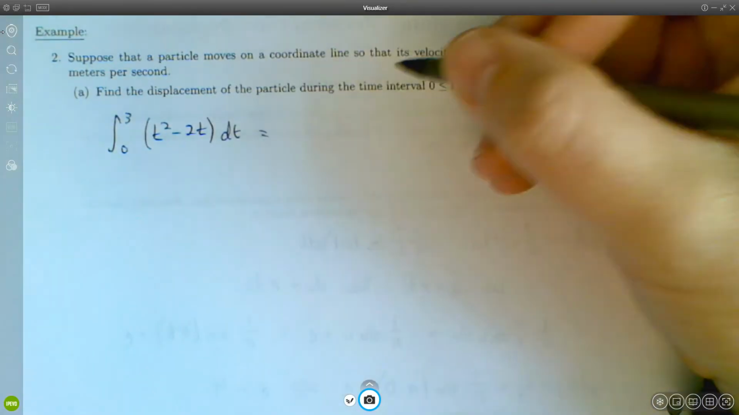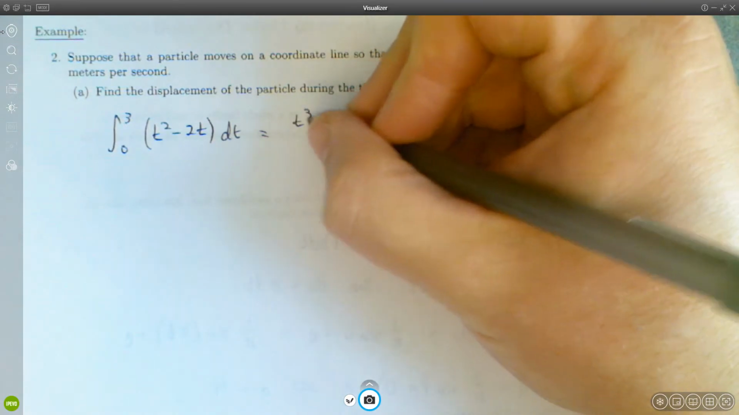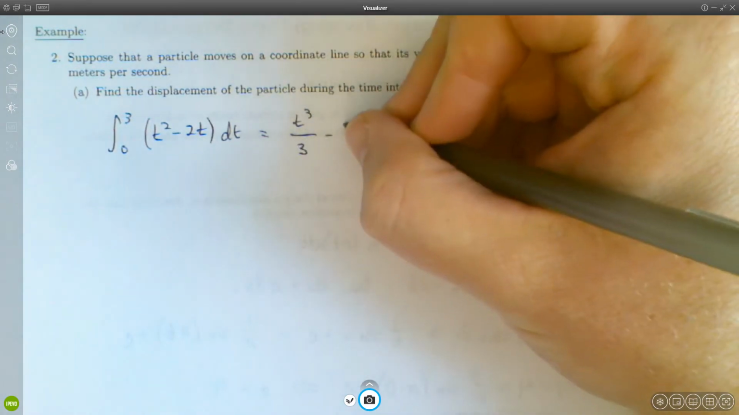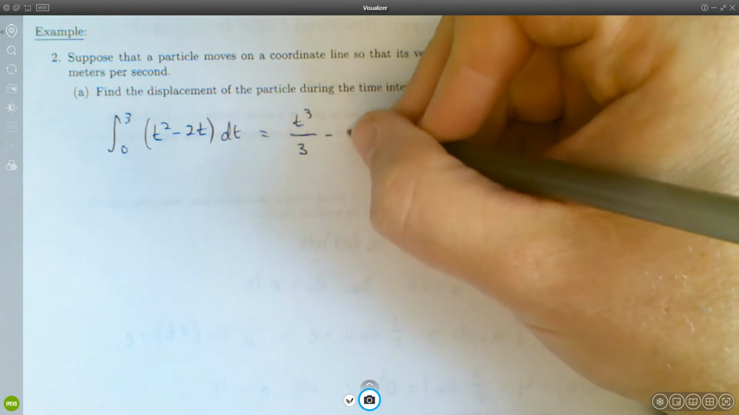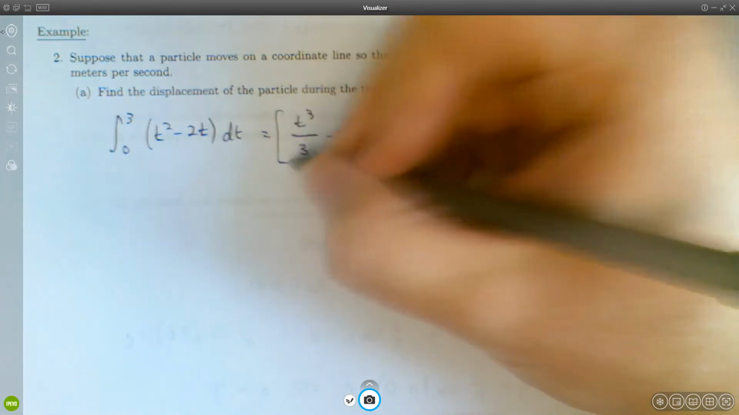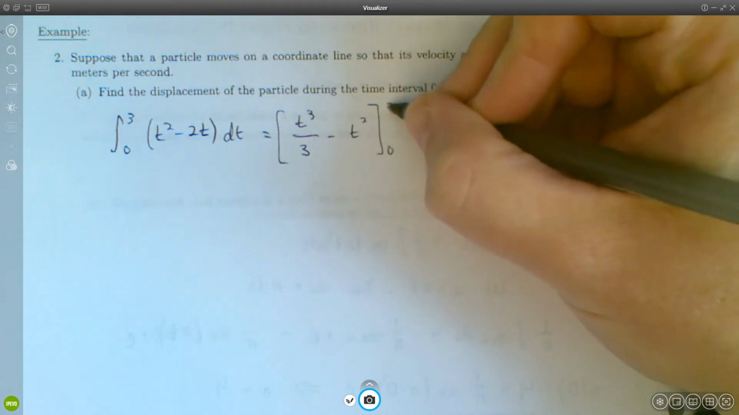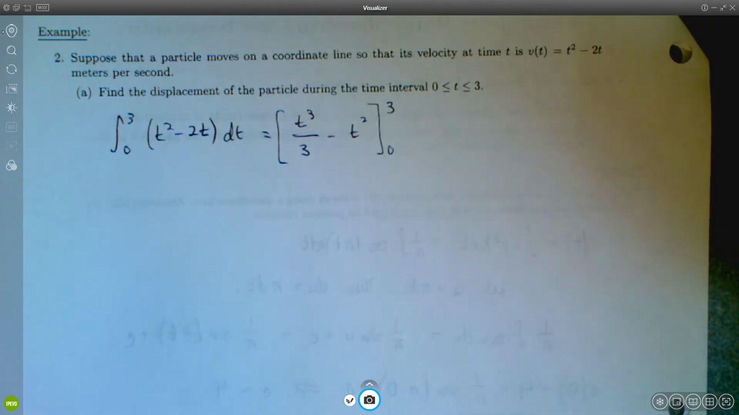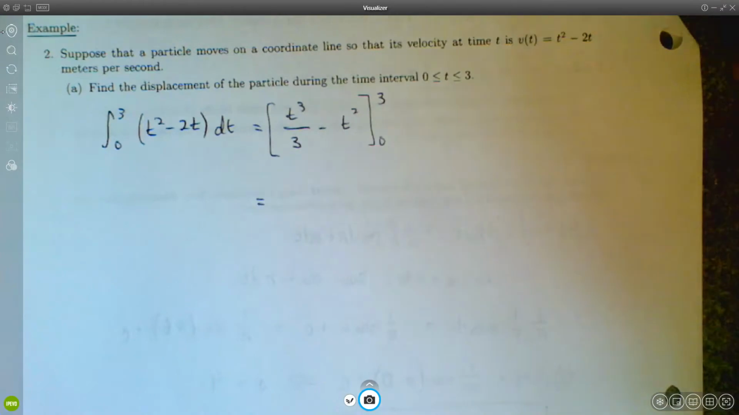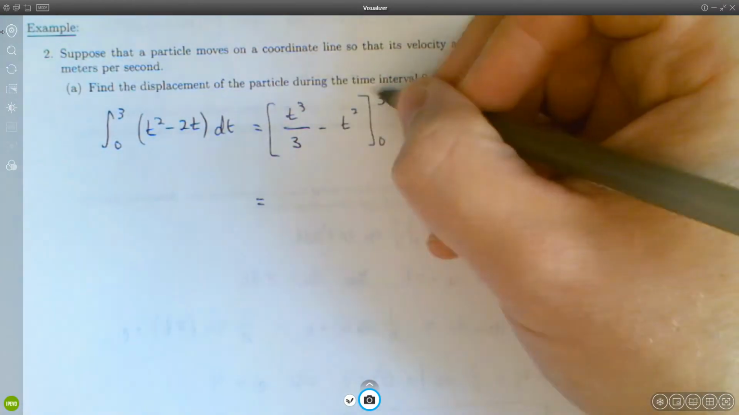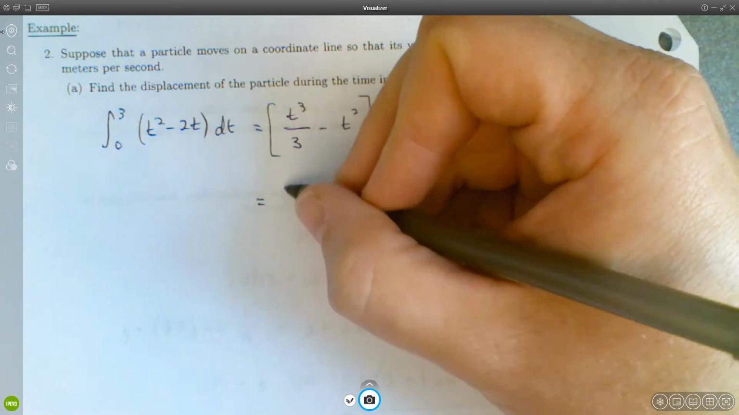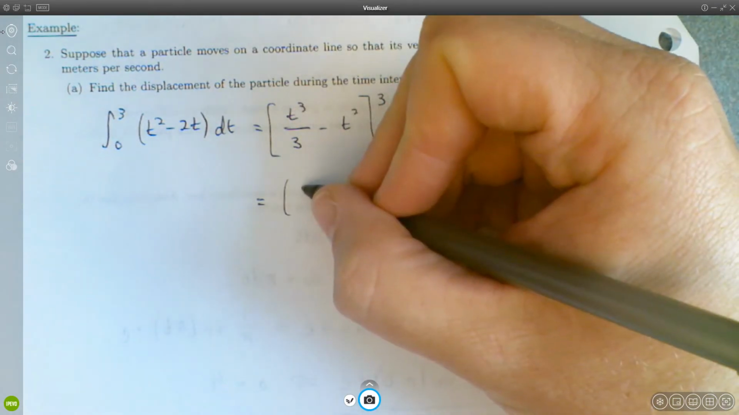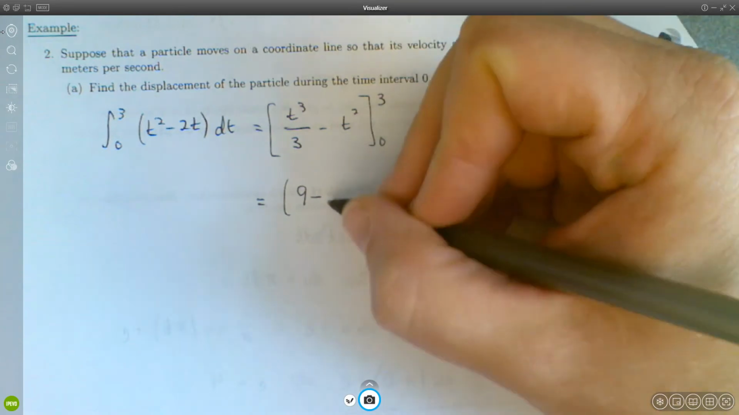Okay? So that's going to be t cubed over 3 minus 2 times t squared over 2, but that's just going to be t squared, right? And we want to evaluate that from 0 to 3. So plugging in 3, we would get 3 cubed is 27. 27 divided by 3 is 9. So we would get 9 minus 9.